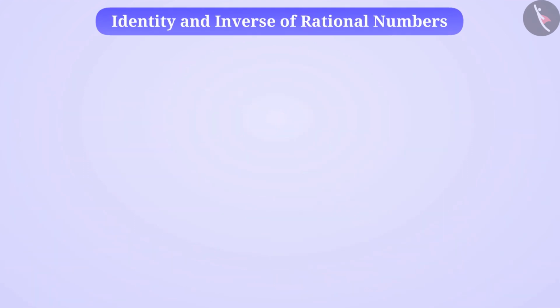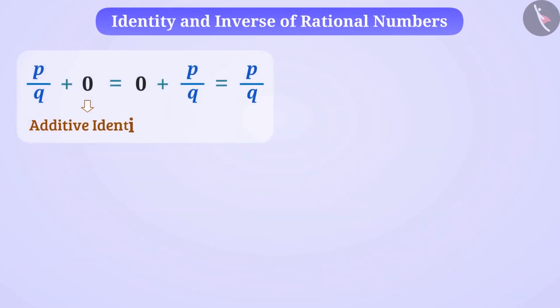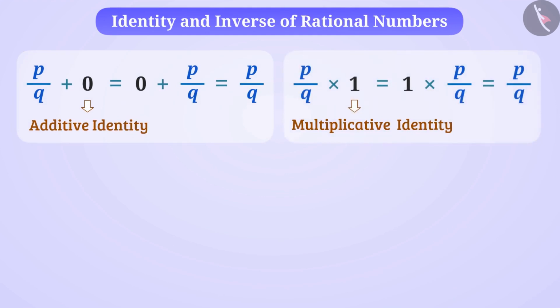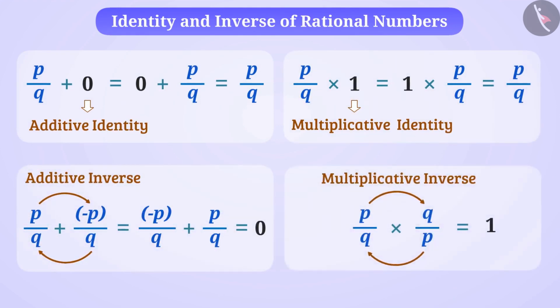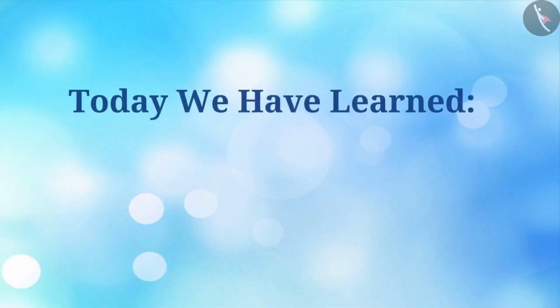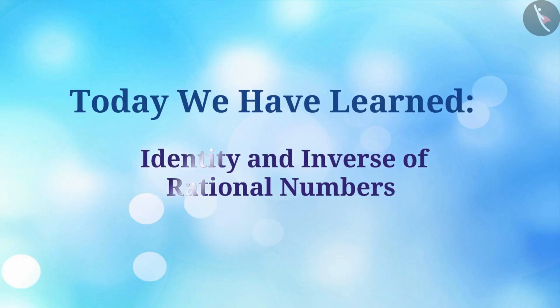So now you must have understood about additive identity, multiplicative identity, additive inverse, and multiplicative inverse. Today we have learned about identity and inverse of rational numbers. In the next video, we will see examples on it.